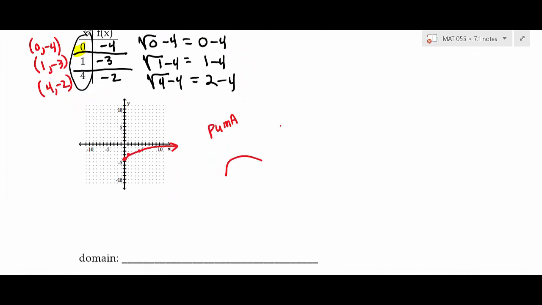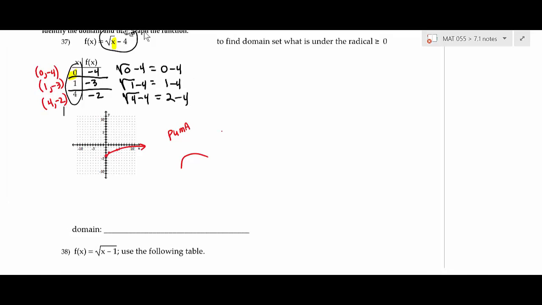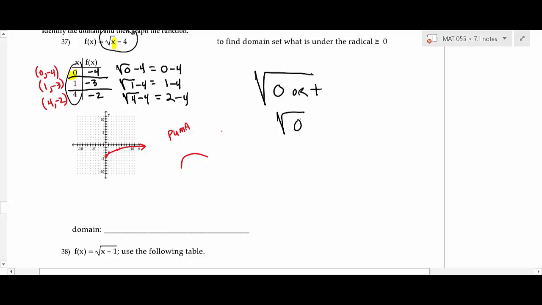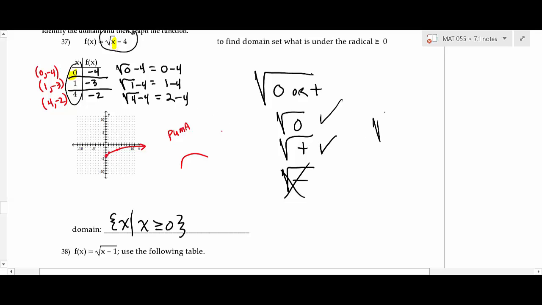Now the domain is going to be whatever x can be. So if you look at a square root, it has to be either 0 or positive. You can do the square root of 0, that's okay. You can do the square root of a positive number, that's okay. What's not okay is to do the square root of a negative, correct? We've talked about that. So that means the domain, you just write like this. You say set of x such that x is greater than or equal to 0. It has to be bigger or equal to 0, because if you did the square root of negative 1, you wouldn't get an answer. So that's what your domain is. That's telling you what x is.